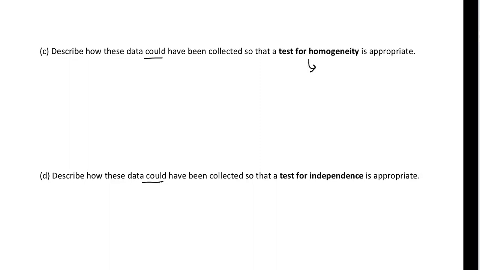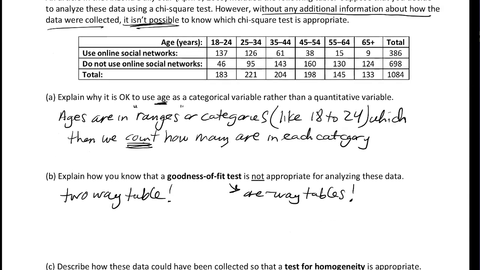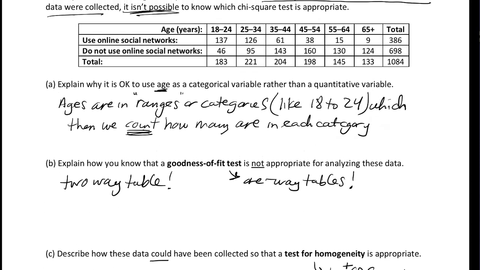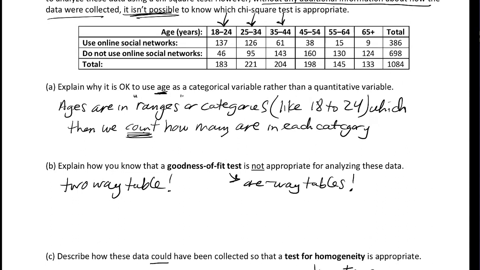Remember, a test for homogeneity is 2 SRSs in one variable that we're analyzing, whereas a test for independence is 1 SRS, one group, one sample, with 2 variables collected. So if we had 2 or more SRSs in one variable, they could take a random sample from each age group. That would be 6 separate random samples. And then they ask one question.